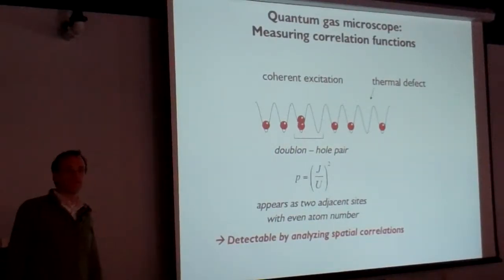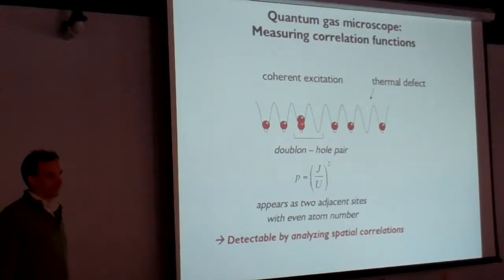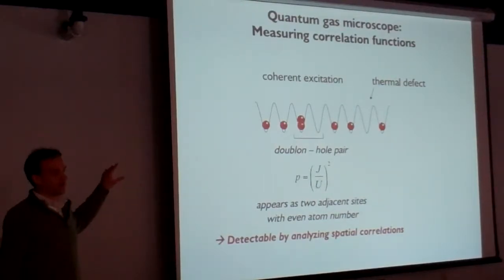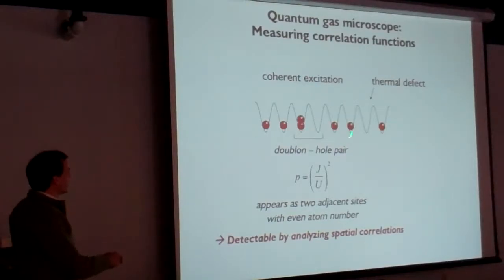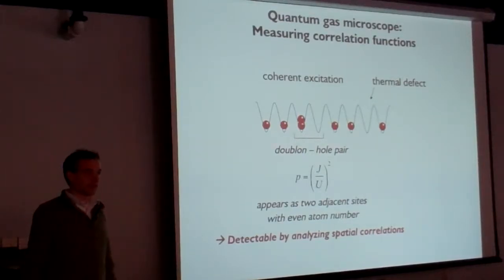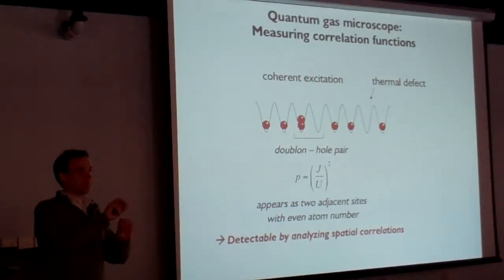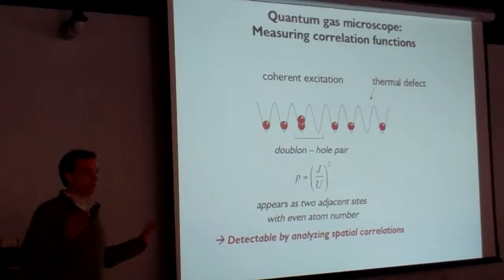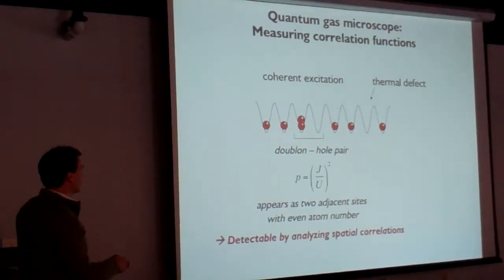Given that you measure parity, how do you distinguish this process? Currently we measure parity, and actually right now the students in the lab are implementing a real counting scheme, but not using that yet. So if you just do parity, what would you find? You would find two empty sites next to each other. And thermally that's just really unlikely, because thermally, holes would be independent of each other, whereas here you would find two empty sites next to each other.